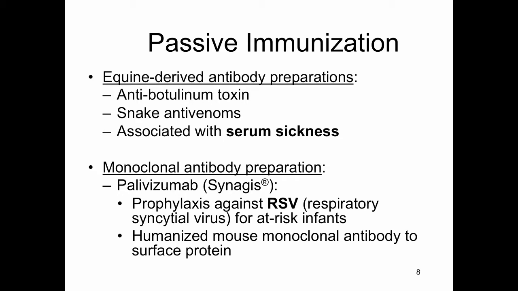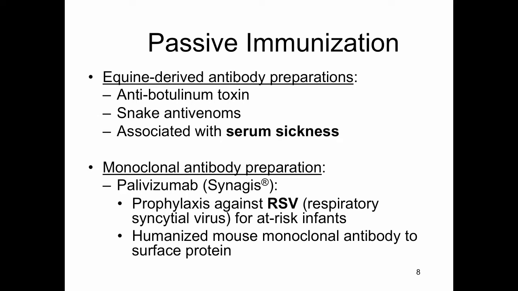Sometimes, however, passive immunization involves the use of antibody preparations derived from non-human sources. So, for example, people derive antibodies from horses to get antibodies specific for botulinum toxin or snake venom. And the problem with using those sources of antibodies is that because they're not human, they're non-self, sometimes you'll mount an immune response against the antibody you receive, and it's associated with a specific form of hypersensitivity syndrome called serum sickness. And I'll talk more about different hypersensitivity syndromes in a later lecture.